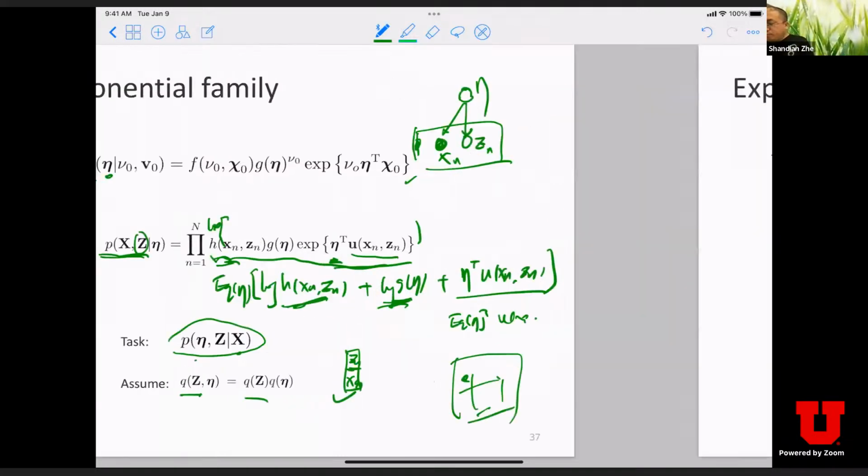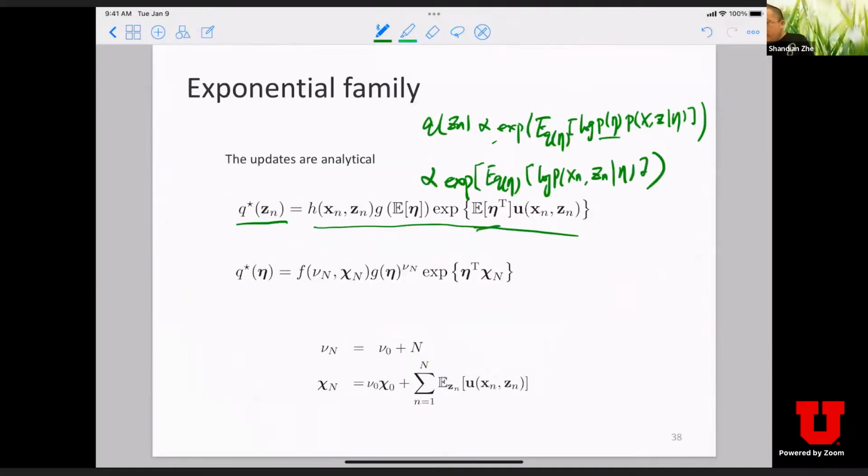Then you do this mean field update. You got your form, right? Remember this G function is essentially a normalizer. I mentioned that because it's an exponential family, the normalizer must be a function of the natural parameter. So in a variational update, the natural parameter becomes the expectation of eta. That's why the normalizer becomes a function of the expectation. Does it make sense?